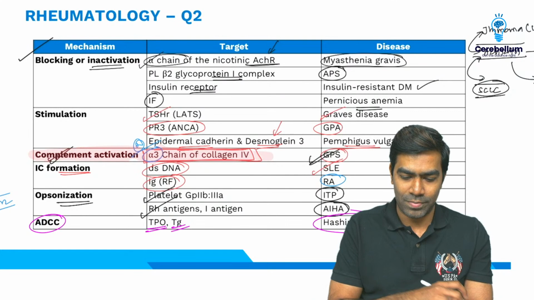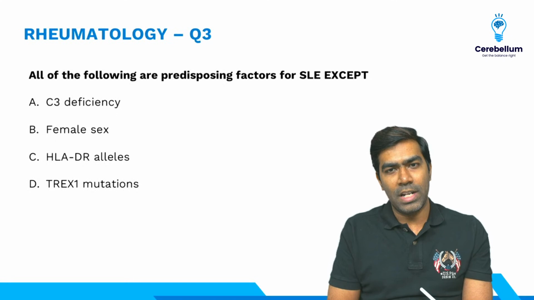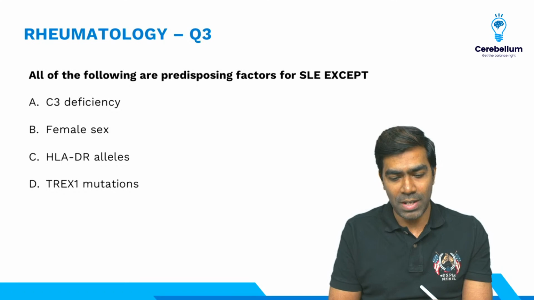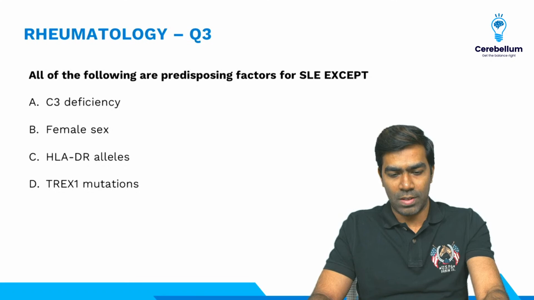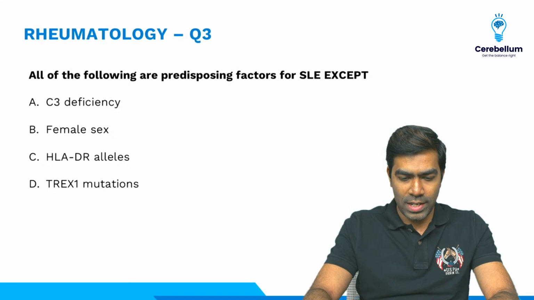All of the following are predisposing factors for SLE, except: option A, C3 deficiency; option B, female sex; option C, HLA-DR alleles; and option D, TREX1 mutations. Which of the following is incorrect? One minute time for you guys. I want you all to answer in the first place.